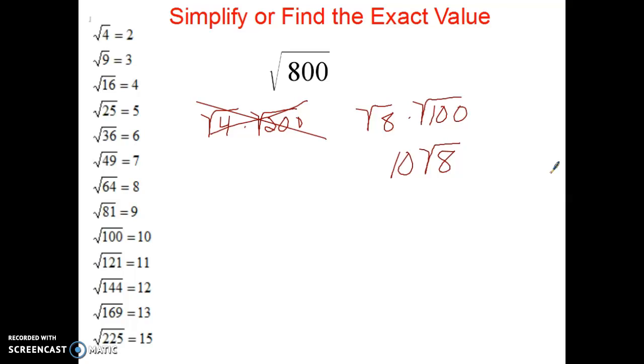However, I still need to consider all my perfect squares. 8 has a perfect square for a factor. I can break the square root of 8 down into square root of 4 times square root of 2. Now if I simplify each of these, I would have 10 times the whole number 2 times the square root of 2. I can further simplify that to equal 20 square roots of 2.